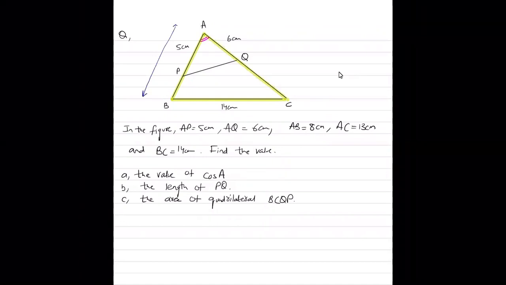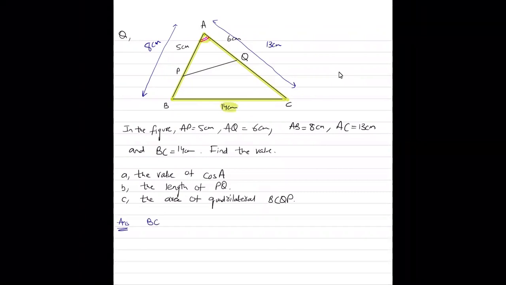Yes. What is AB? 8 centimeters. And what is the length of AC? 13 centimeters. So I want to find the angle A that is opposite to this length BC. So your cosine rule is going to be: the side opposite to the angle is BC.